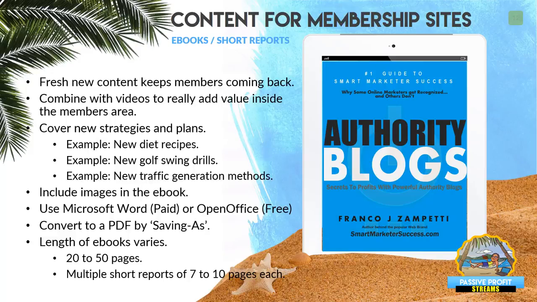When you're making ebooks, it really is going to depend on how well you organize your outline, what type of access you have to content, and just how expert you are in the field. But essentially, you're talking about 20 to 50 pages in length, and you could always do multiple short reports, 7 to 10 pages each. That definitely will give your membership site fullness of content, lots of topics to look at, lots of topics to download or to read or to talk about.